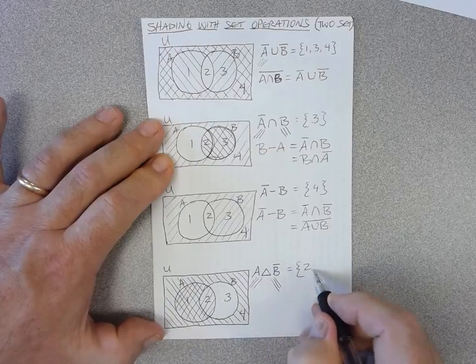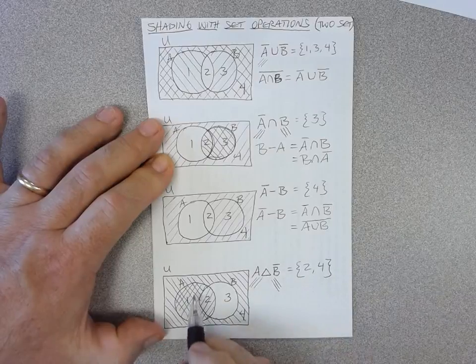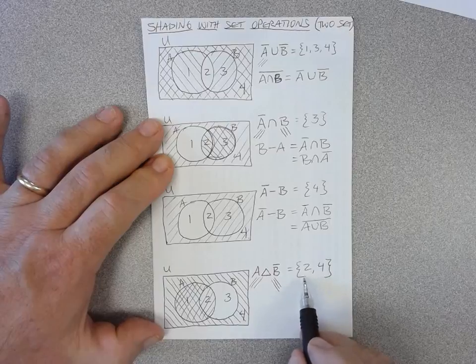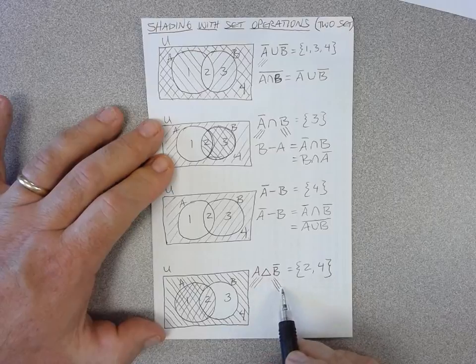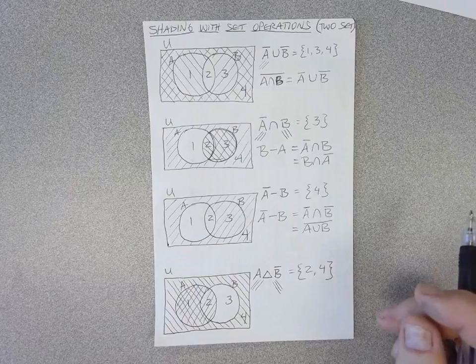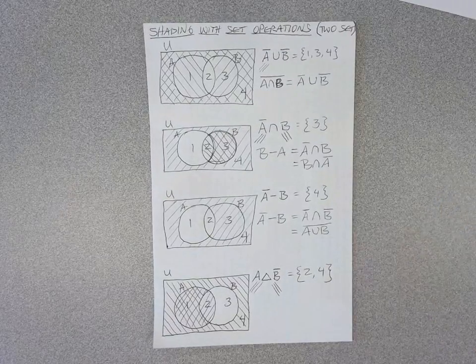So that's going to be 2 and 4. Why not 1? Why not this region here? Because it's part of the intersection. It was shaded as a part of A and also a part of B complement. So not that. Okay? No, not the intersection. So there you go. Those are some examples of how we use shading to figure out the results of these set operations with two sets.